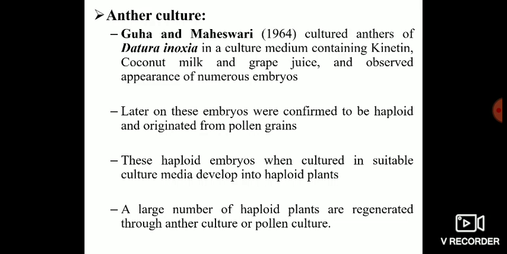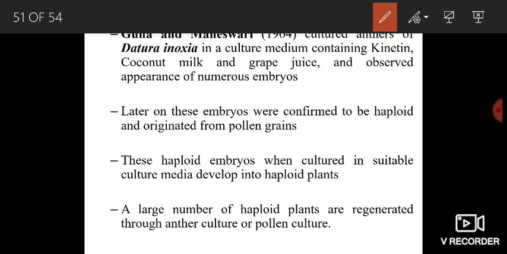Another way of performing tissue culture is culturing the anthers. This was started by Guha and Maheshwari in 1964, who cultured anthers of the Datura innoxia in a culture medium containing kinetin, coconut milk, and grape juice. And to their ultimate surprise, they observed the appearance of numerous embryos, and these embryos were later on confirmed to be haploid, as they have originated from the haploid pollen grains.